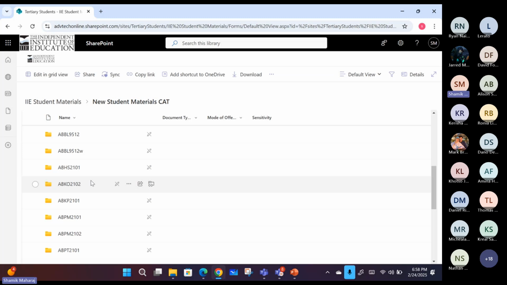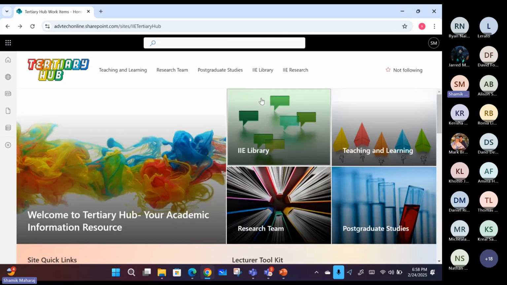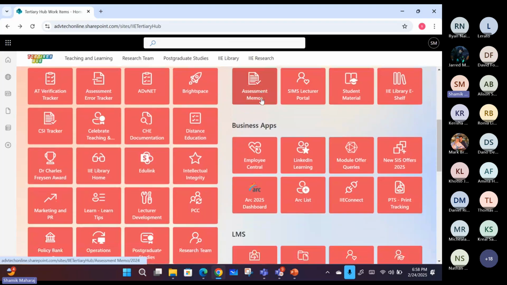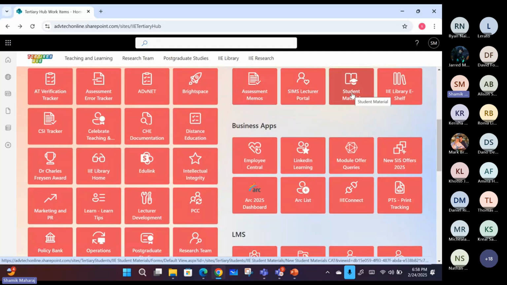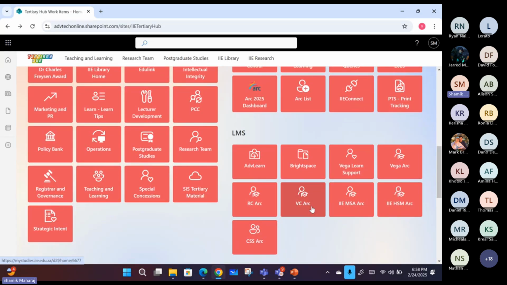So those are the two things you need from here. Okay, so just take note of that. I'm going back to my SharePoint because from my SharePoint, again, just to recap, student material is here in the SharePoint. That's where you get the manual, the outline. Also, ARC is here somewhere. At the bottom, we see VC ARC, right? So you guys can go to VC ARC and let's also check if I have access now.